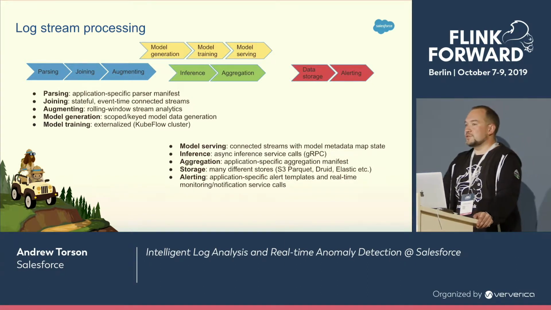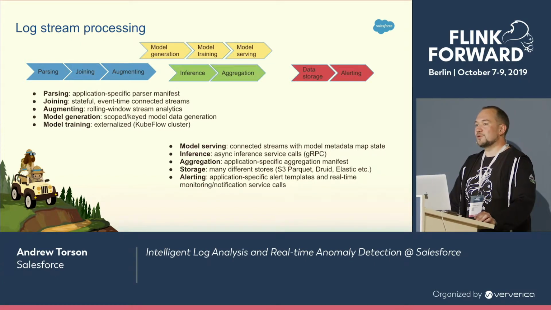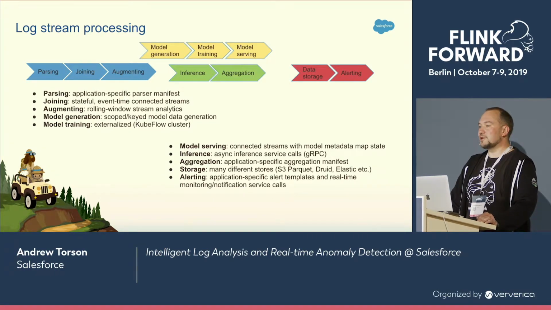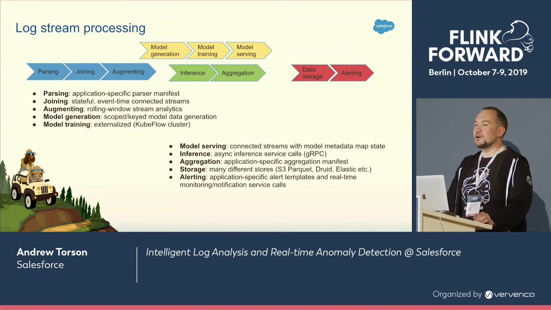The third step is what we call augmenting. Augmenting is the first step where we actually start delivering value to the end user. So augmenting is a step where we put a lot of small analytics that augment the parsed data with new information. Typically, these are some sort of derived performance metrics. And this is where we start to apply scopes, and we do a keyBy. And this is where we start using those rolling time windows.